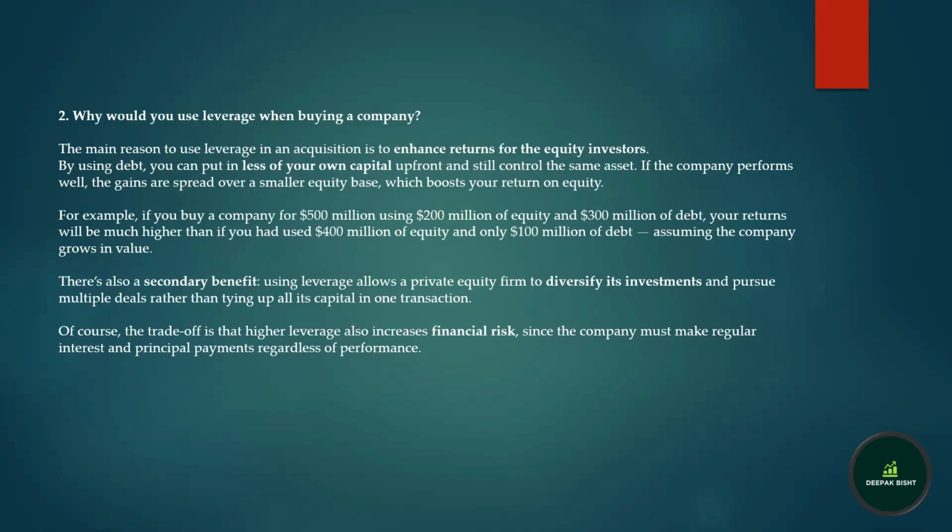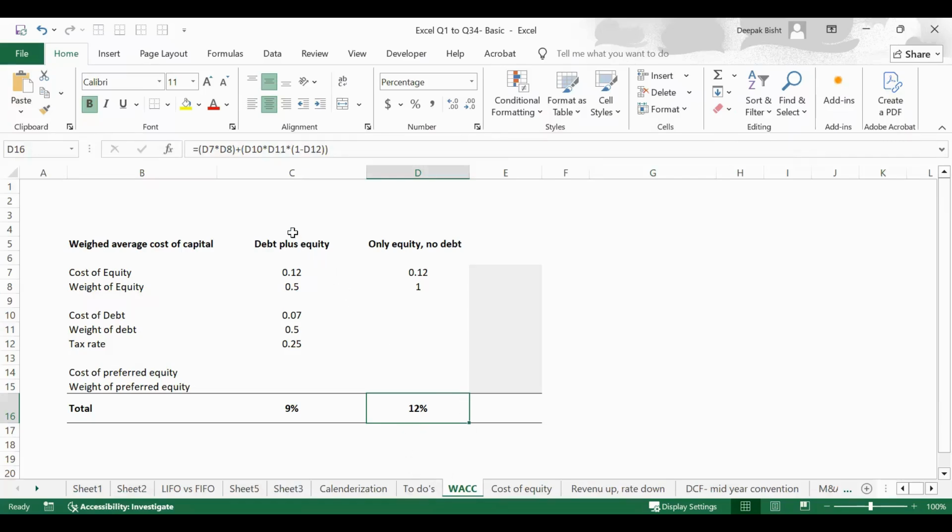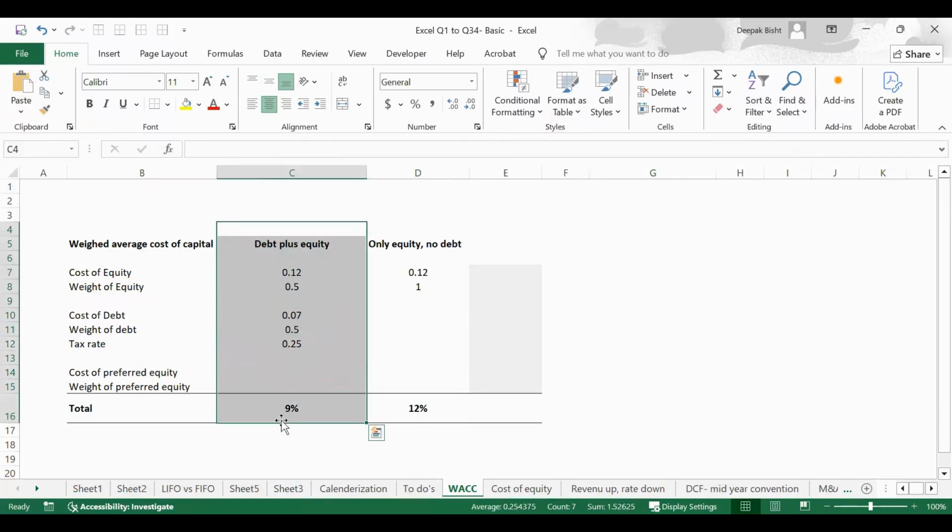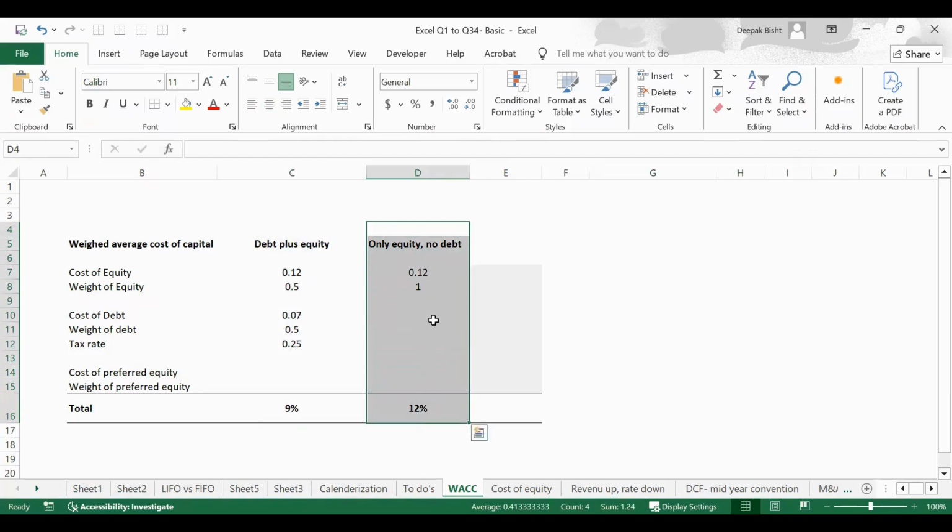So leverage means borrowed money, and it boosts return by reducing how much of your own money you need to invest, and it also lets you invest in more deals at once. If you remember, we calculated this in our basic Excel questions and answers. If you are including debt in your schedule, your cost actually reduces. And if you are not including debt in your schedule, your cost increases.